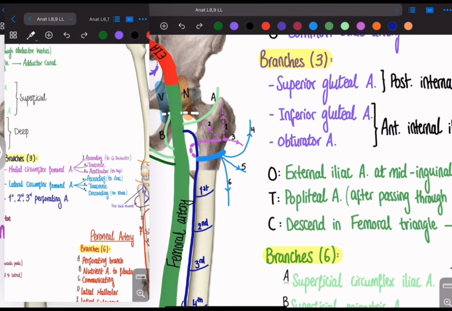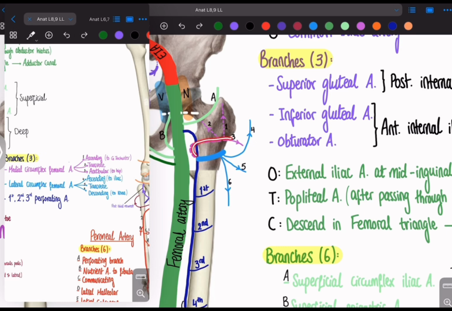The difference is that in the lateral we said that the ascending branch is going to go to the iliac, right? Here for the medial, it's not going to go to the iliac. It's going to go to the greater trochanter of the femur, okay? So for the ascending medial circumflex femoral artery, it's going to go to the greater trochanter. For the lateral circumflex, the ascending branch is going to go where? To the iliac.